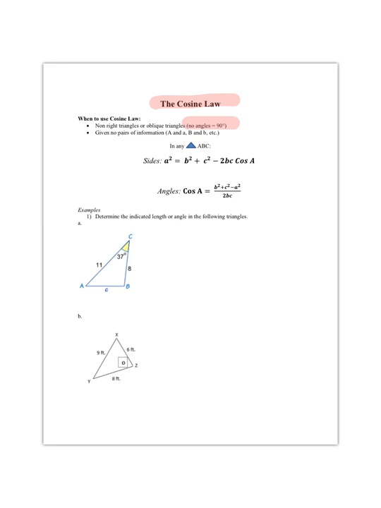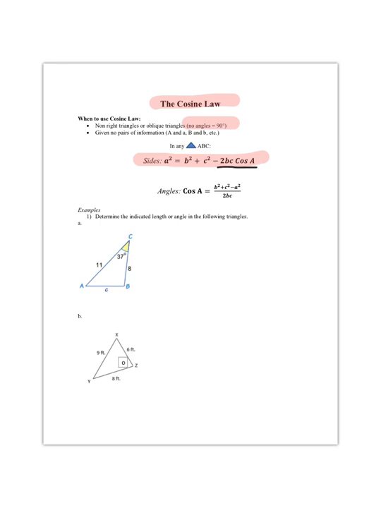They look very different than the sine law. So here's our cosine law for sides. We have a squared equals b squared plus c squared minus 2 times b times c times the cos of a. Okay, so all of those are being multiplied.